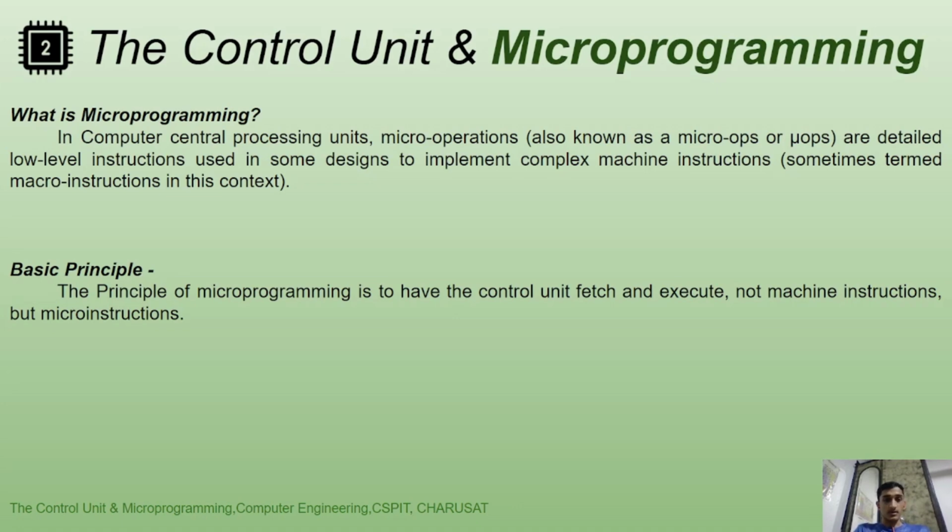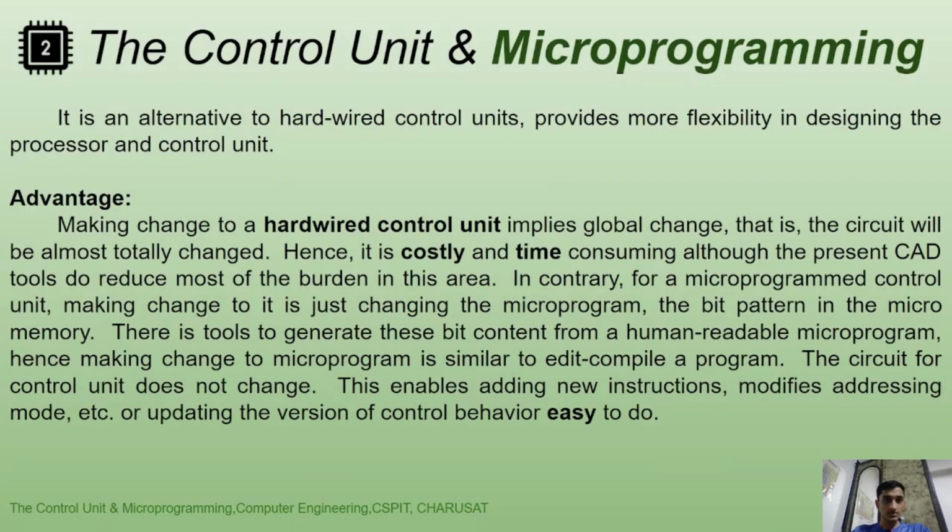Hardware programming is complex to use. The next topic is the control unit and microprogramming. It is an alternative to the hardwired control unit and provides more flexibility in designing the processor and control unit. A hardwired control unit is complex to manage. For example, if you have hardwired control and you want to upgrade it to microprogramming, you will have to change the whole system.